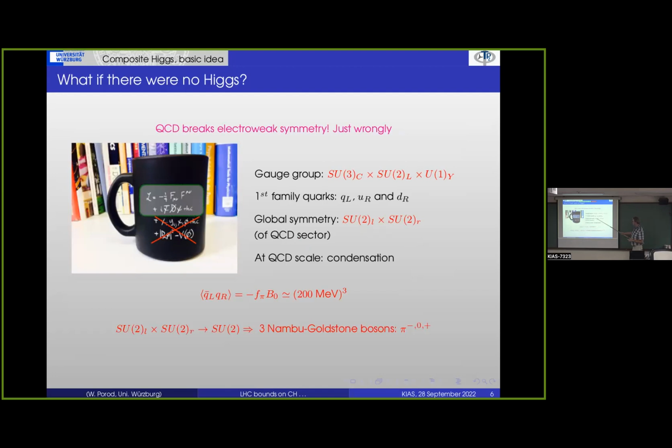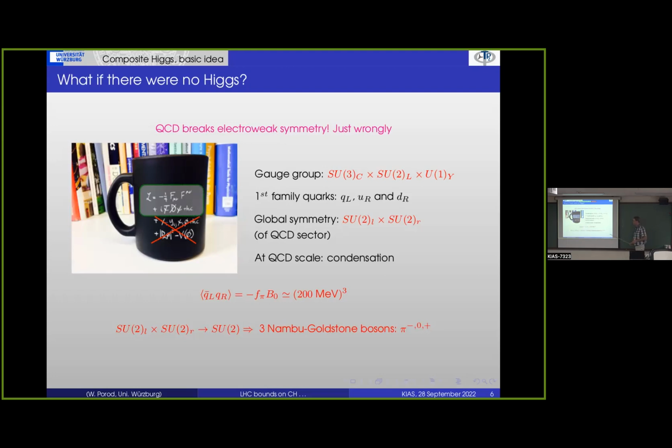We have a gauge group that, as you know, is the standard model SU(3) color, SU(2) left, U(1). If we just take one generation of quarks, then we have a global symmetry, SU(2) left, which is written in a different way to distinguish it from the SU(2) left which is gauged here, times the SU(2) right, which would be a symmetry between those two, because the gauge interactions do not care whether it's an up quark or a down quark.